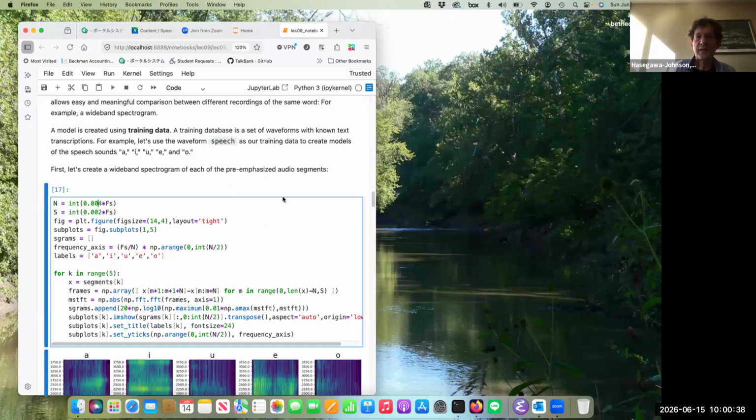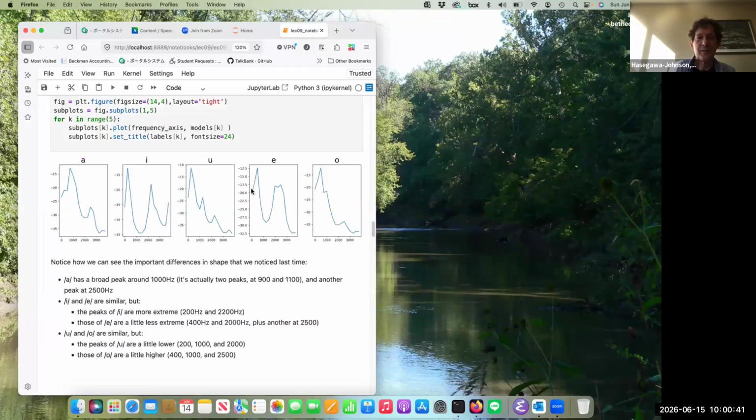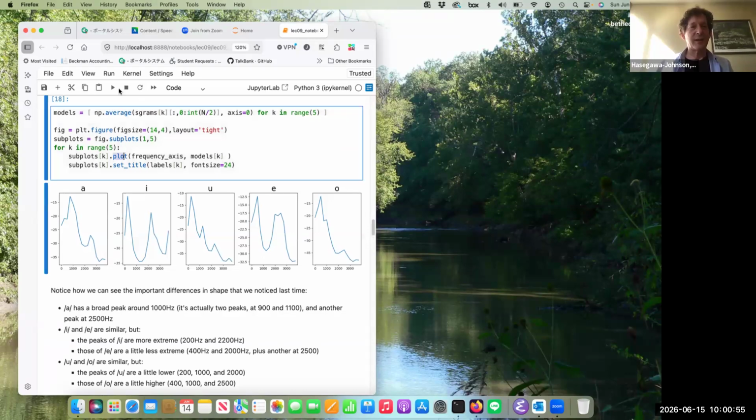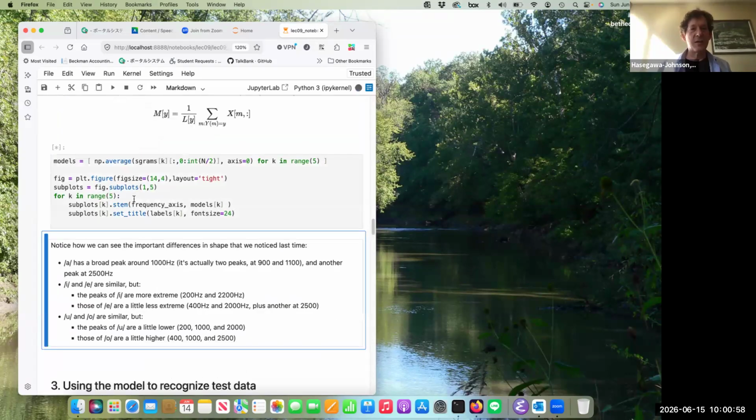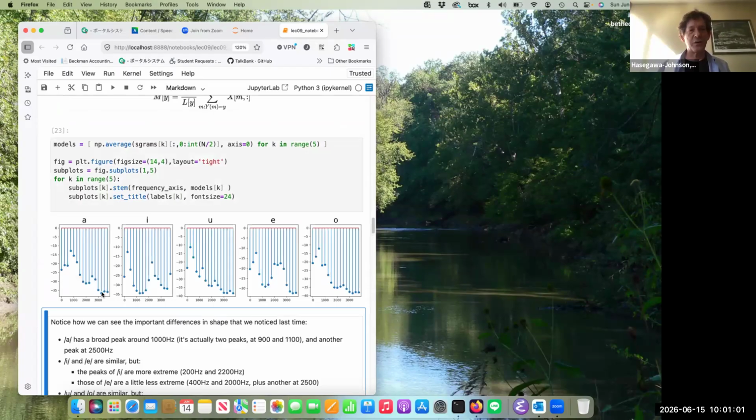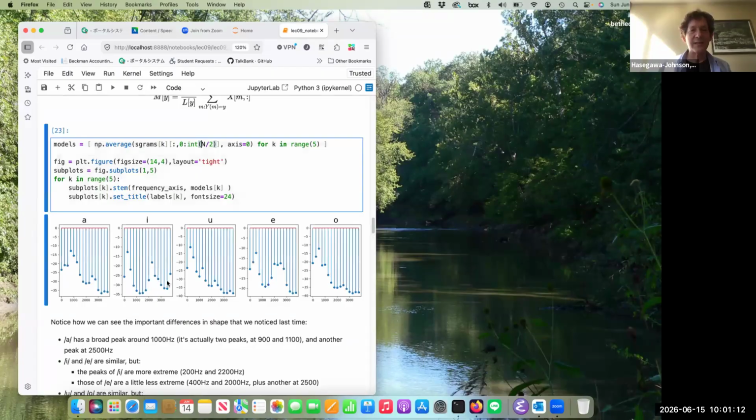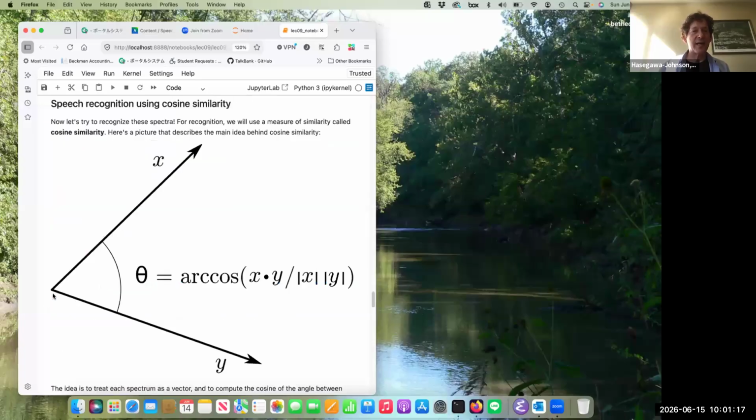So each of these spectra is a 32-dimensional vector, right? There's 32 numbers here. Maybe we can plot them using a stem plot, and that'll show us the 32 numbers that are included in each of the spectra. Here are the 32 numbers for the ah. Here are the 32 numbers for the e. Is that really 32 or is it 16? Oh, it's n over 2, not n, so it's actually only 16. Each of these is only 16 numbers, right? And so the idea is that we treat those 16 numbers as if it was a vector.